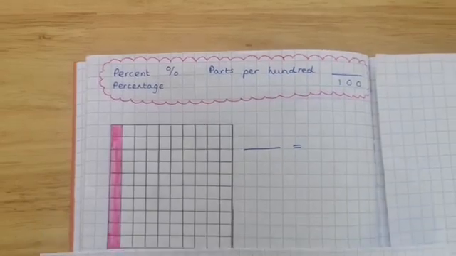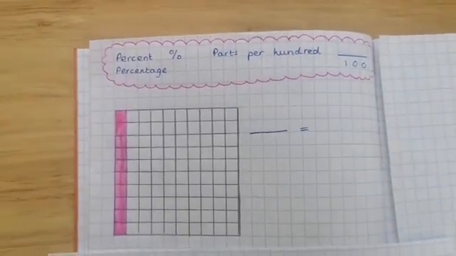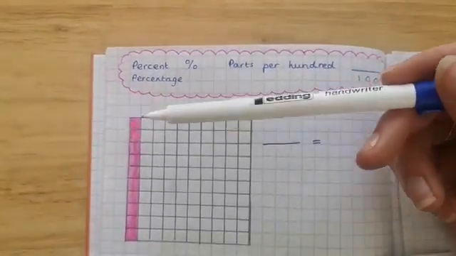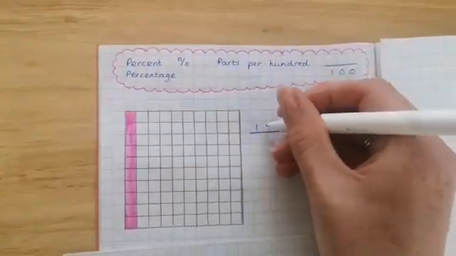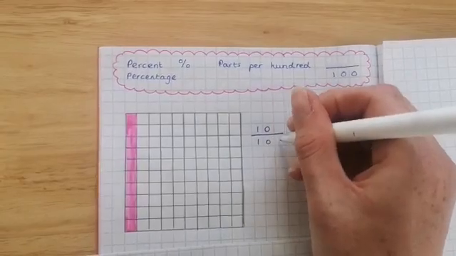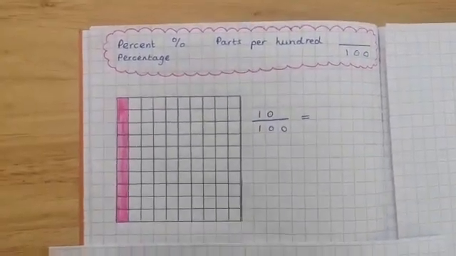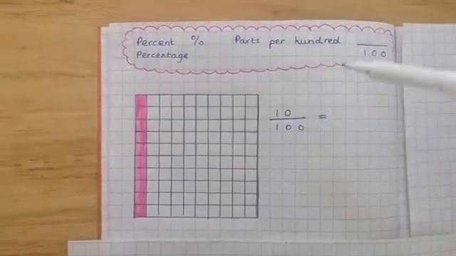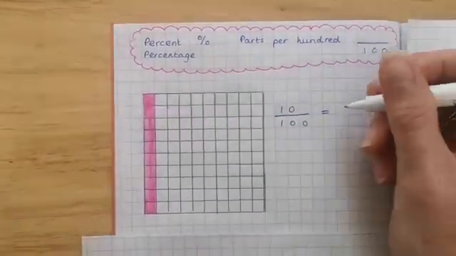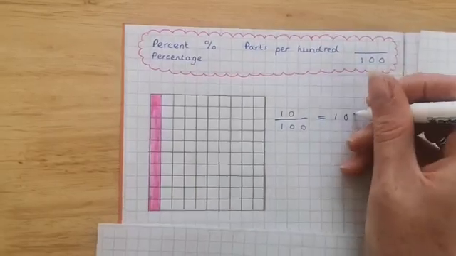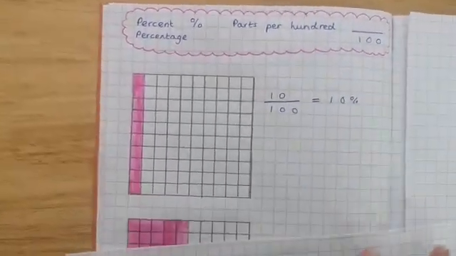So I have got a 100 square here, and you can see in my 100 square I've got 10 of the squares coloured in. So that means I've got 10 out of 100 of my squares coloured in. So 10 out of 100 means that 10 parts of my 100 square are coloured in, which means that I have 10% of the square coloured in.